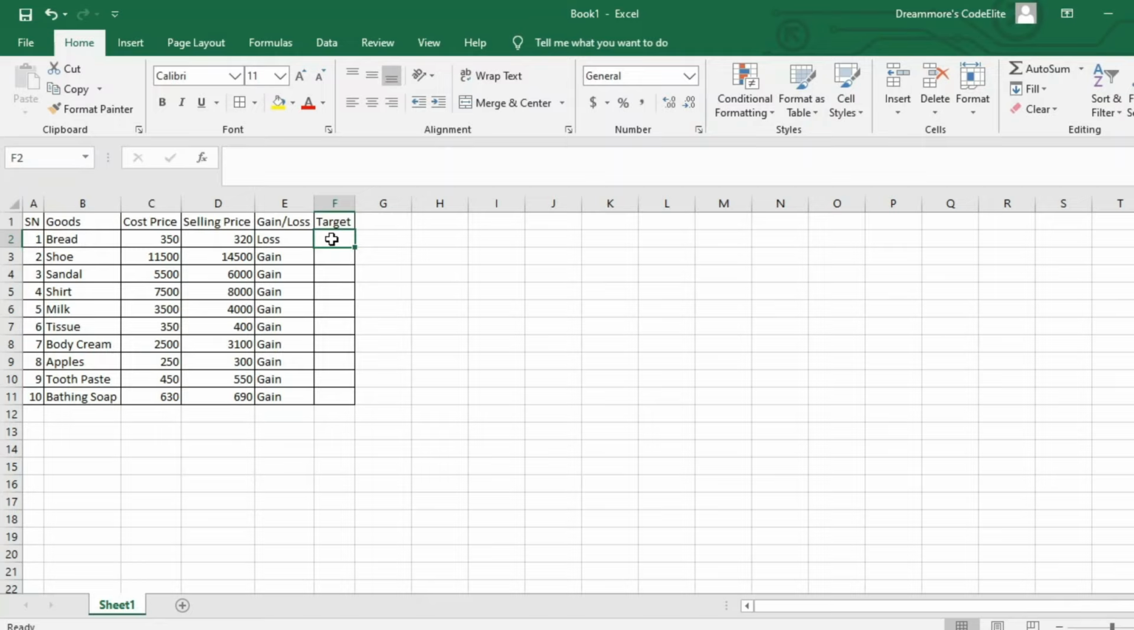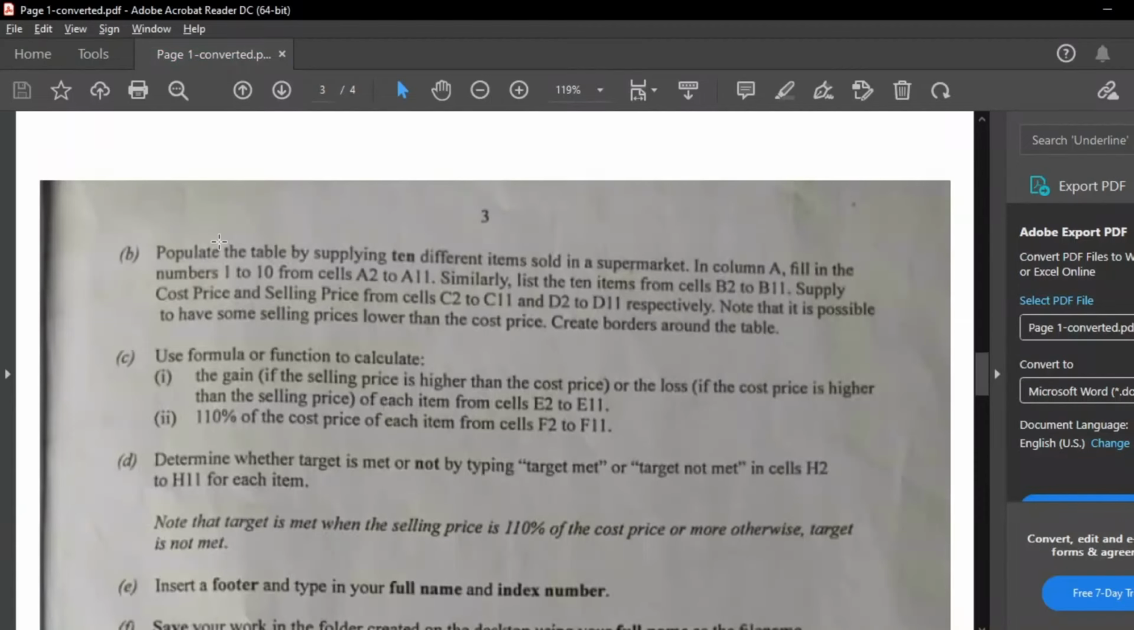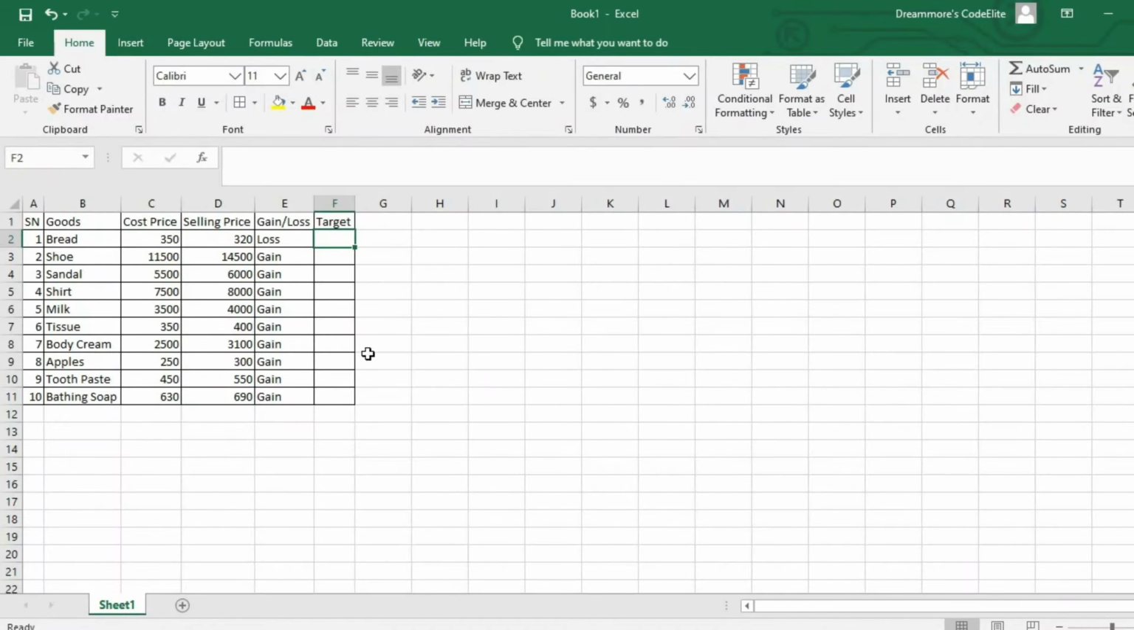So you want to calculate 1.1 times, is it the selling price or the cost price? Let's see, 1.1 times the cost price. So I can do equals 1.1 times, we will use our asterisk as the multiplication, times the cost price, which is here. In this case, it is C2. Once I'm done with that, I'll press enter.